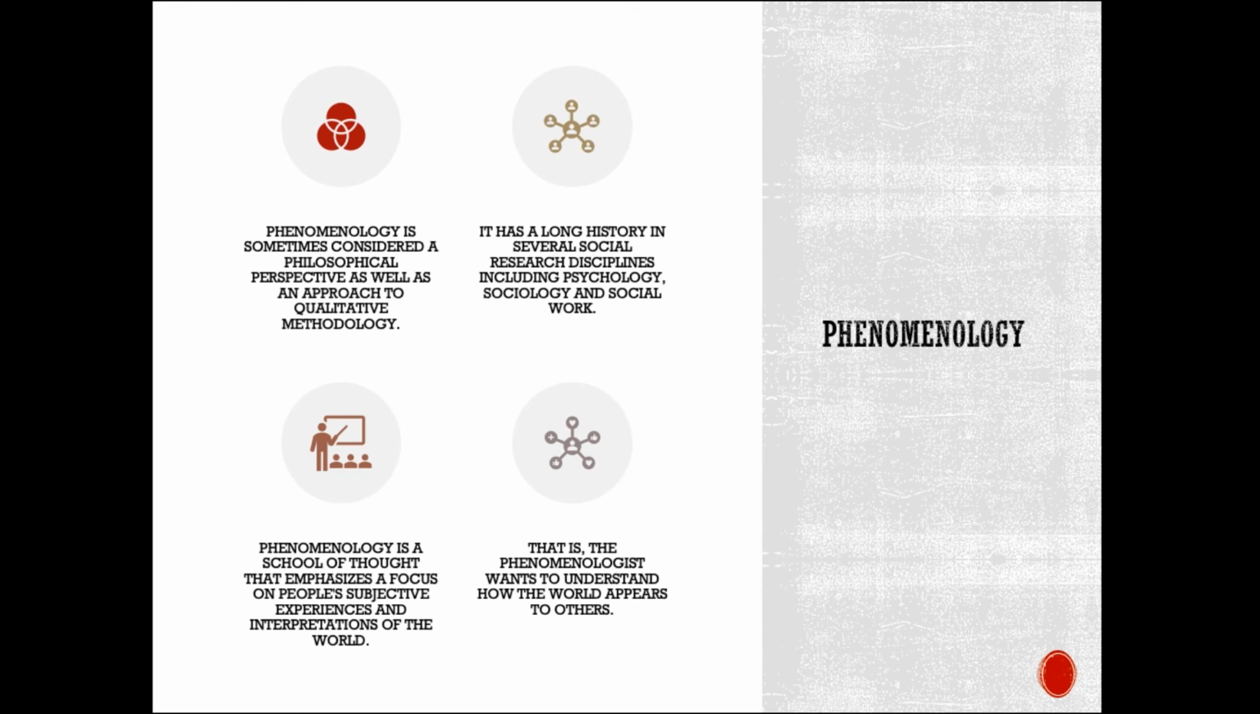So the knowledge we get comes from the participant: how people experience a phenomenon, situations, and scenarios, and how they explain these experiences to us. The phenomenologists want to understand how the world appears to others. So those are the three types of qualitative research.